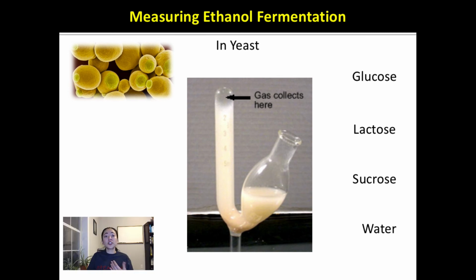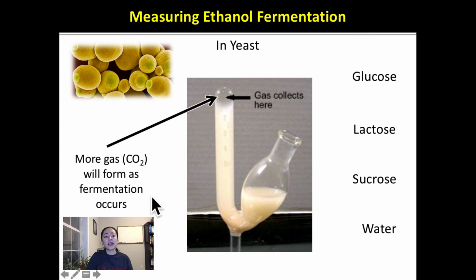After you mix the sugar with the yeast, you're going to incubate these tubes for about 40 to 60 minutes. And over time, you will notice that the more fermentation that occurs, the more carbon dioxide gas will accumulate at the top of the tube. And this will actually start pushing the liquid on this side up to the end here. So which of these sugars do you think will be the easiest for yeast to ferment?